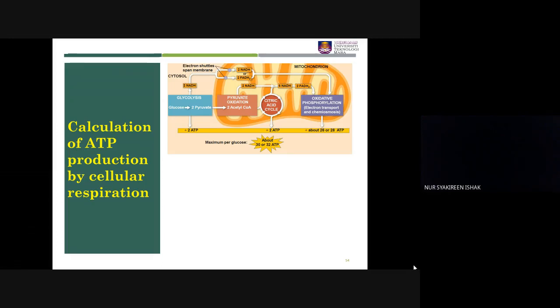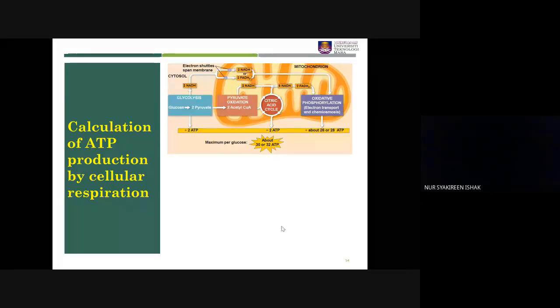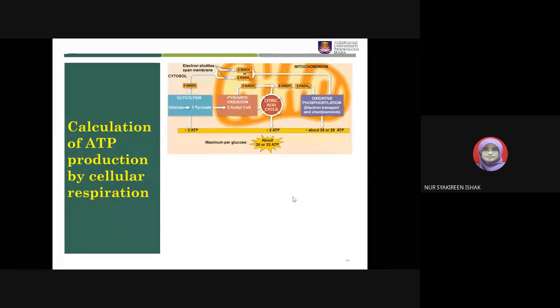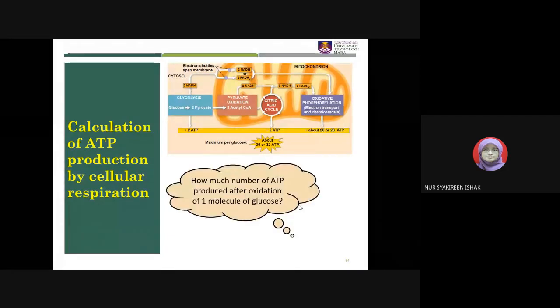Okay. Kena sambung untuk S9 on calculation of ATP. Tinggal sikit je lagi ni. Okay. So ATP calculation from cellular respiration. So you have to know the products of glycolysis, pyruvate oxidation, citric acid cycle, and oxidative phosphorylation. Okay, so how much number of ATP produced after oxidation of one molecule of glucose?